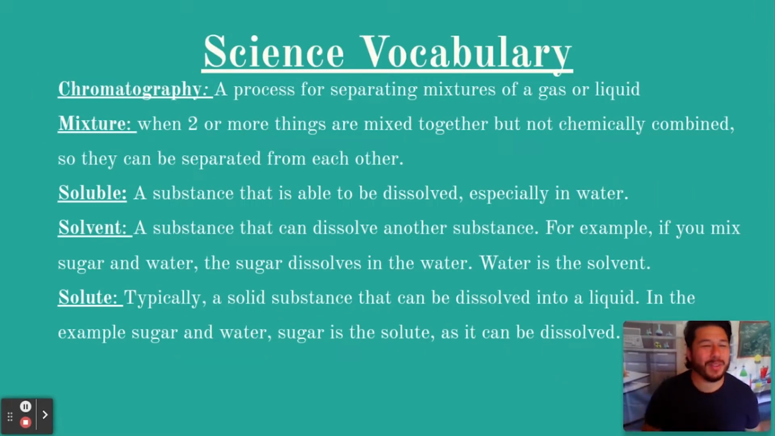Our science vocabulary today: chromatography, which is the process of separating mixtures of a gas or a liquid. A mixture is two or more things that are mixed together, but not chemically combined, so that they can be separated from each other. Think about mixing something together and still being able to take it apart. Whereas if you bake something, usually that's a chemical reaction, and when you mix those batters together, you can't separate them.